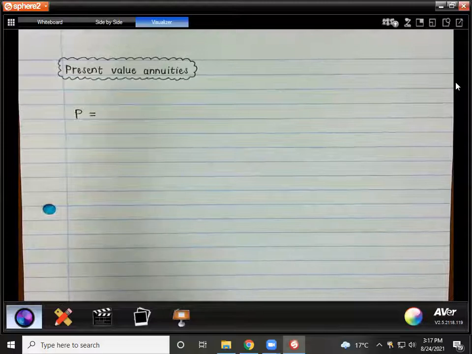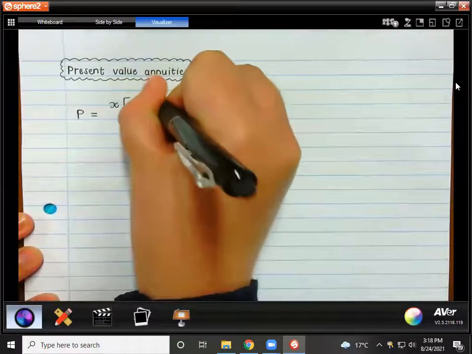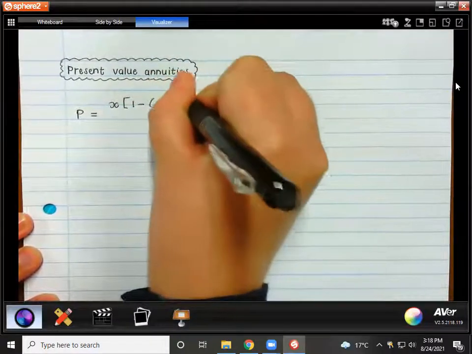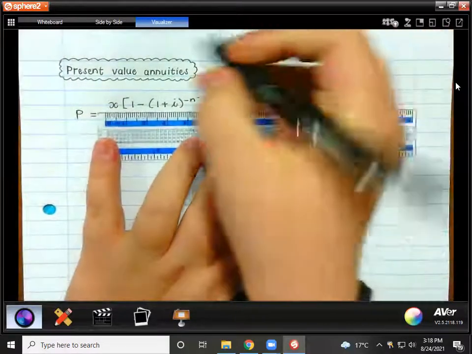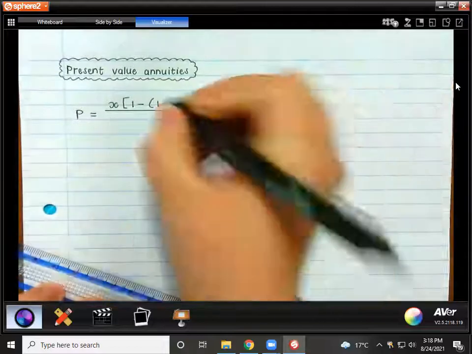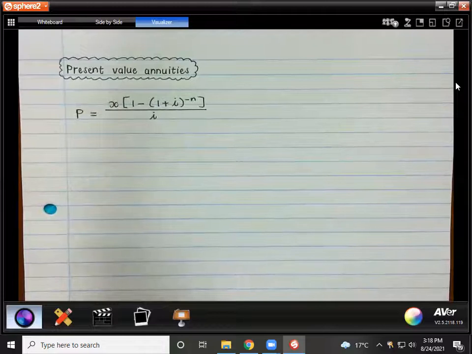X1 minus, okay, yeah, it's this one. All right, so it's similar to the future value one, but obviously not exactly the same. With the future value one, you also start with x, but then you have your bracket to the power of positive n minus 1. This one is 1 minus the bracket to the power of negative n.